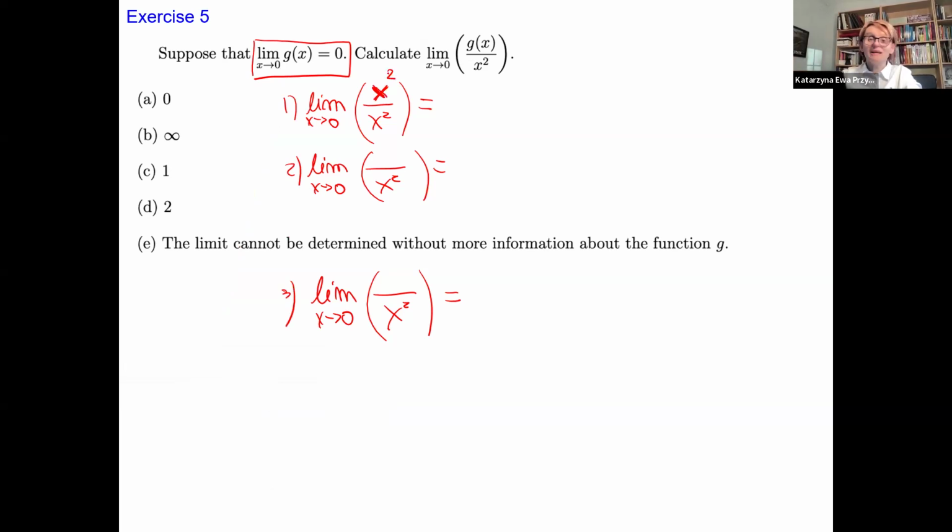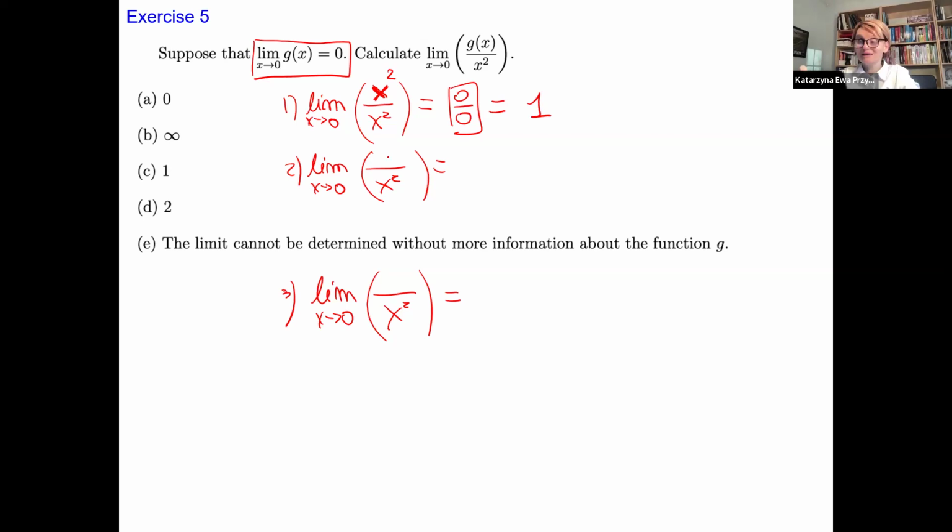And then what is the limit? It is 0 over 0, but we see right away the same zeros, x squared over x squared. When we cancel out, the limit is 1.